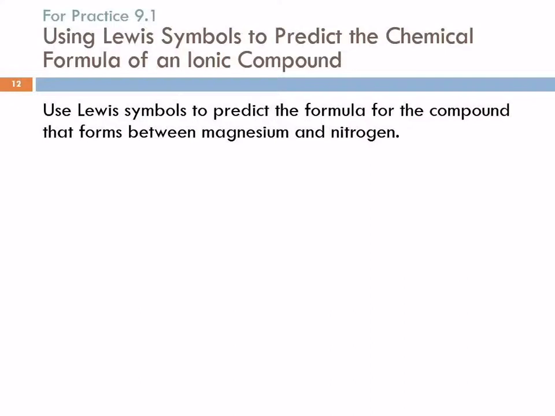Well, magnesium. So here's magnesium. How many valence electrons does magnesium have? What group is it in? 2. Normally what we do is we'll put the dots around by themselves first and then pair them up if we need to. So there's magnesium. And nitrogen, how many valence electrons does nitrogen have? 5. 1, 2, 3, 4, 5.